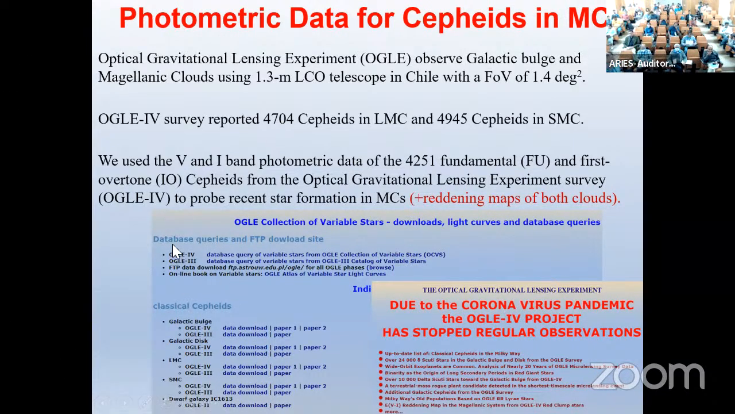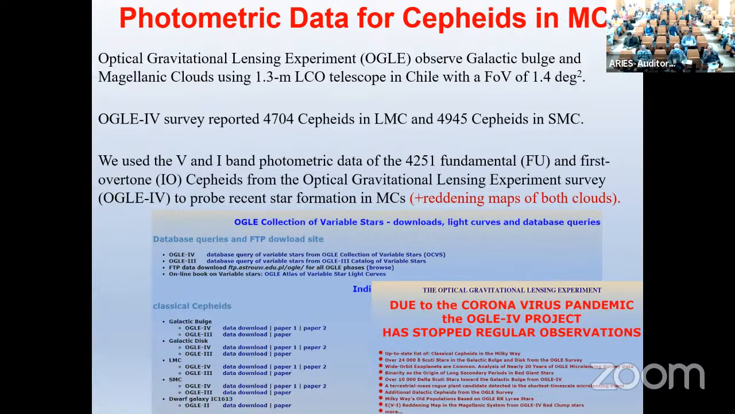But just this morning I checked this website again, and you see that due to coronavirus, the observations have stopped completely. Right now no observations are going on, but I am sure that it will resume very shortly.